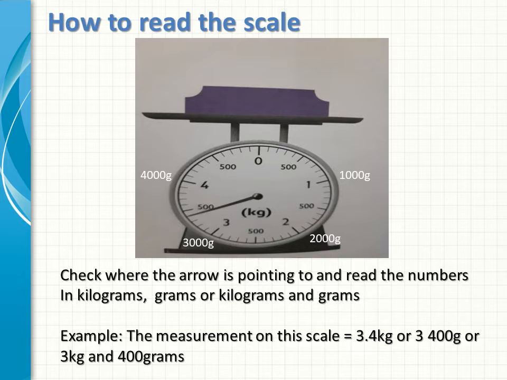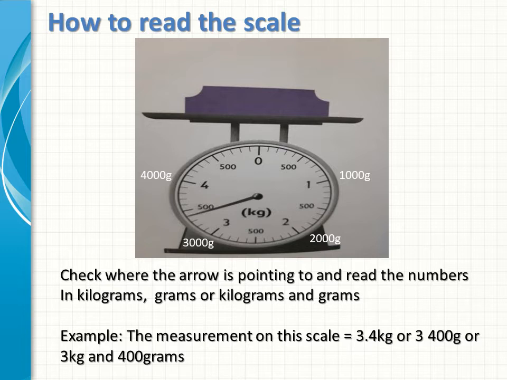But the moment you put something on the scale, it will start to measure the mass, and then the arrow will start to move. Okay, so now you see there is something on the scale and the arrow has moved. It has moved to somewhere around that 500, between 3 and 500. Now I will tell you what the measurement is.